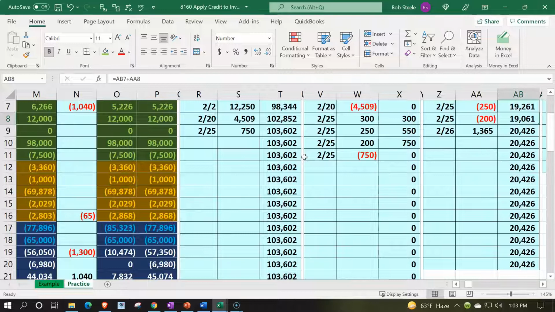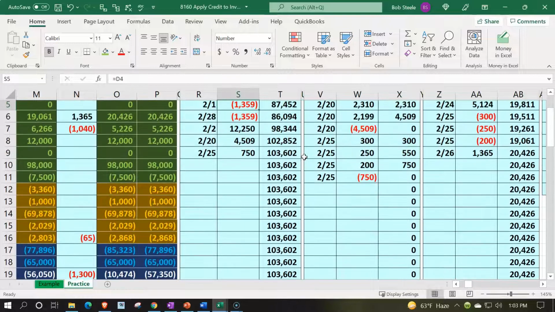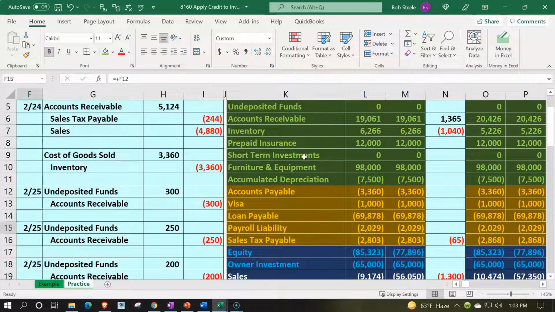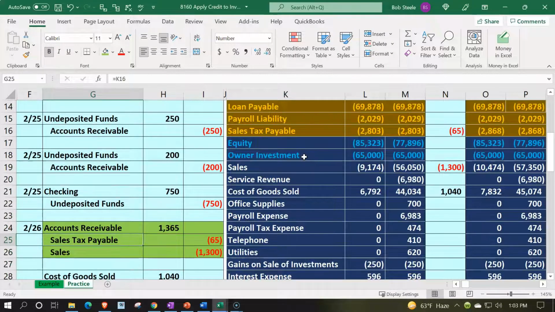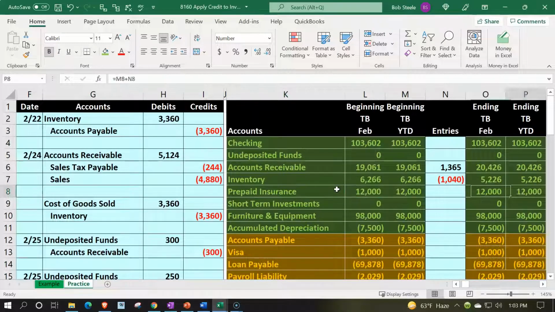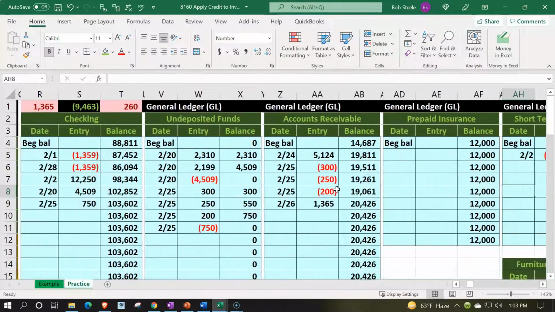There we have it, taking the 1961 up by the 1365 to the 20,426. That should match what's on the trusty TB trial balance. It does indeed. So let's scroll down and then do the next one, sales tax payable. That's the last liability account on the TB trial balance. It's going to be the last liability on the GL as well.